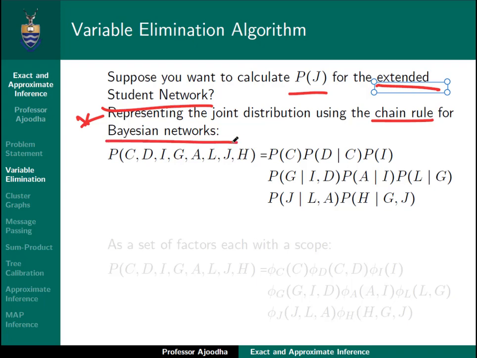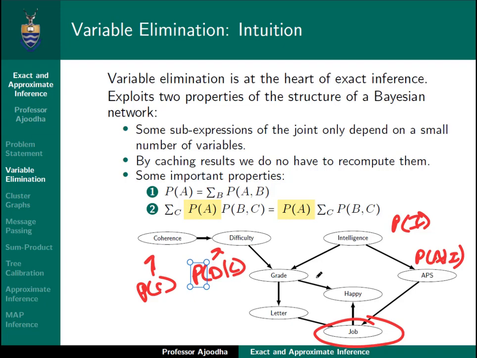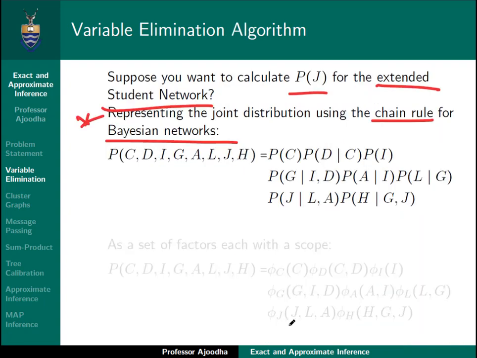The chain rule for Bayesian networks simply means that we're going to say things like, what is the probability of difficulty given coherence, which is this one here? What is the probability of coherence, which is here? What is the probability of intelligence? The probability of the APS given the intelligence, the probability of the grade given the intelligence and the difficulty, the probability of happiness given the grade and the job, the probability of the job given the APS and the letter, the probability of the letter given the grade, and so on. We put all of these together, and this is the joint probability of all of these variables, with each of those factors that I've shown you.